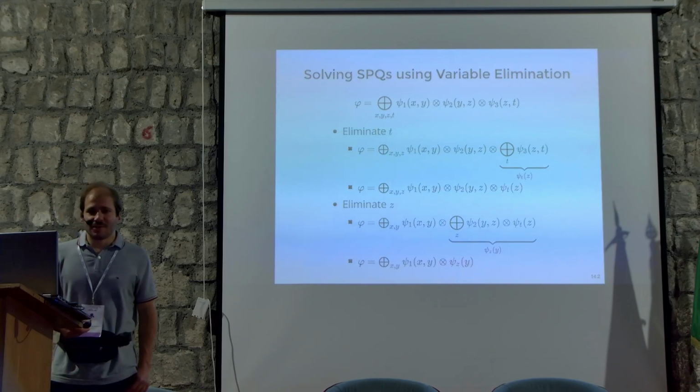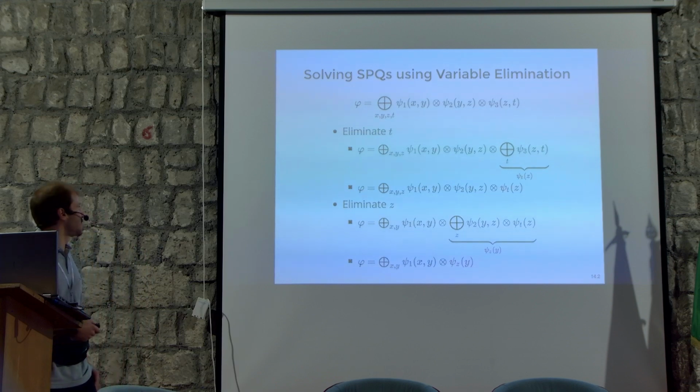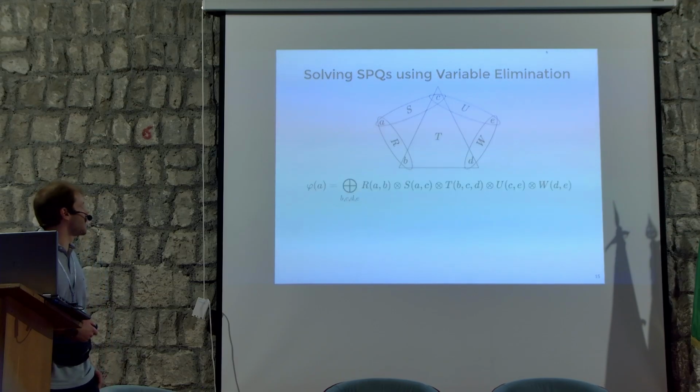In general, this is basically the second technique that we have. The first technique was database joins to solve these SPQs. The second technique is variable elimination. In general, we actually need to combine these two techniques to solve general SPQs efficiently. If you take a look at this more complicated SPQ, here we have 5 variables, A, B, C, D, E, and 5 relations. We are taking a summation over B, C, D, E.